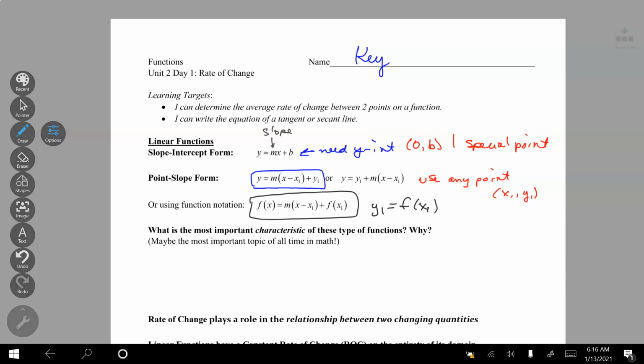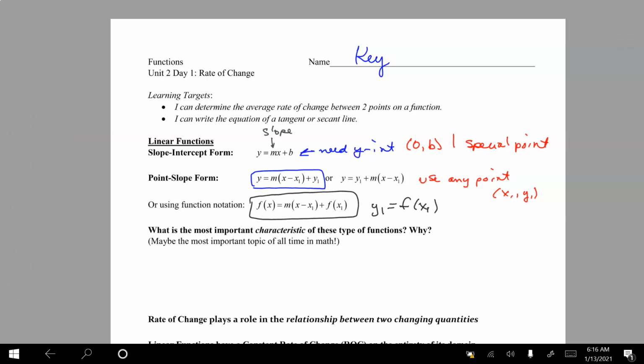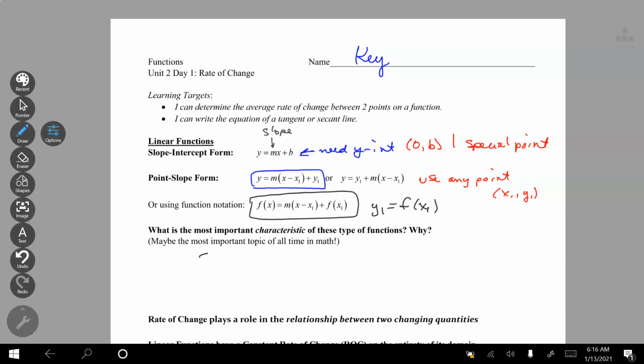So this unit is going to deal with building on calculus and what is the most important characteristic of this type of function, and the most important idea is slope. Slope is so important because it measures change. Now we're used to doing slope between 2 points, and we're going to talk about how we can make it a little bit different today. But the idea is that slope is so important because it measures how things are changing.